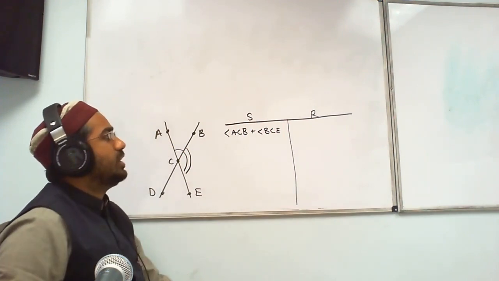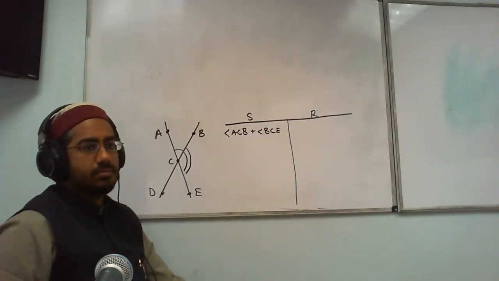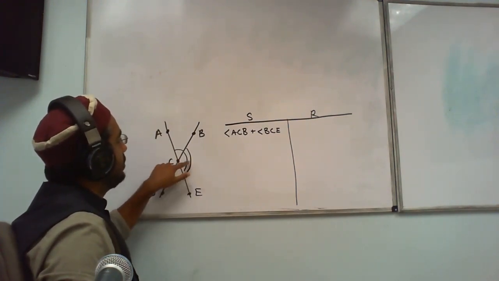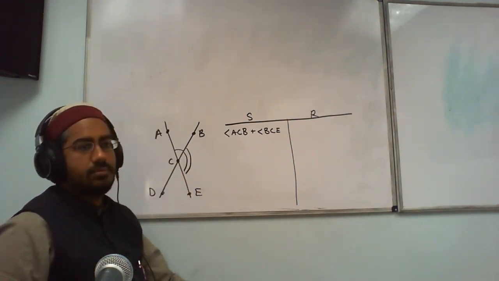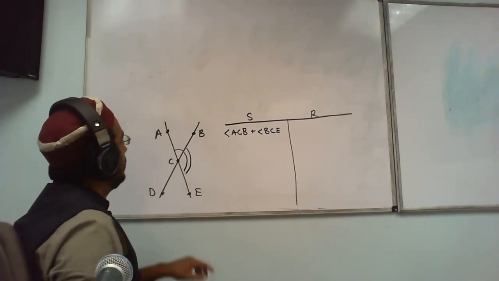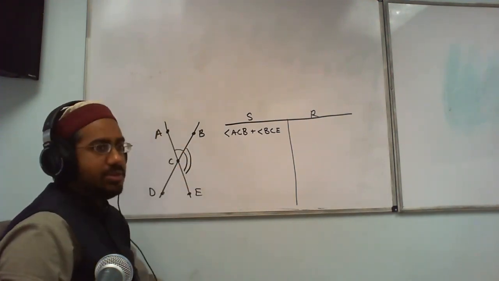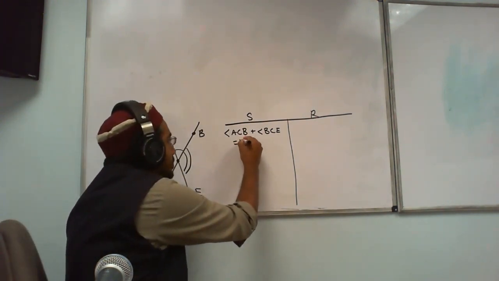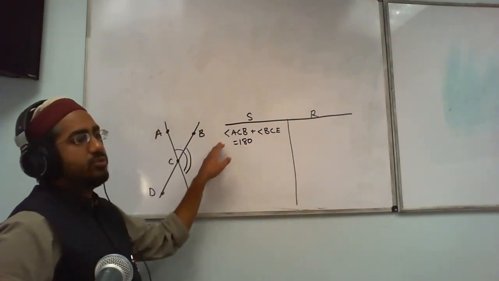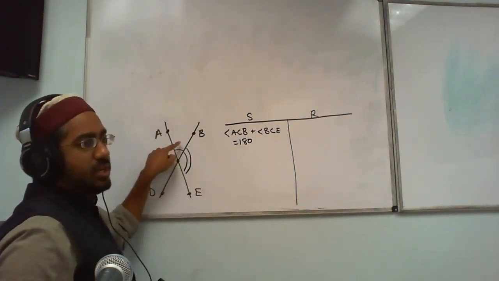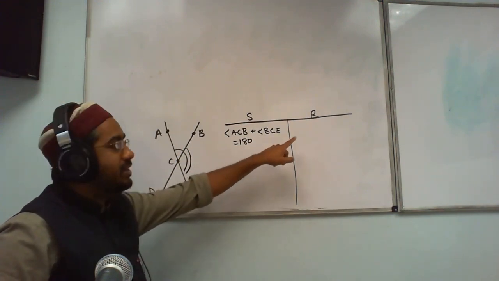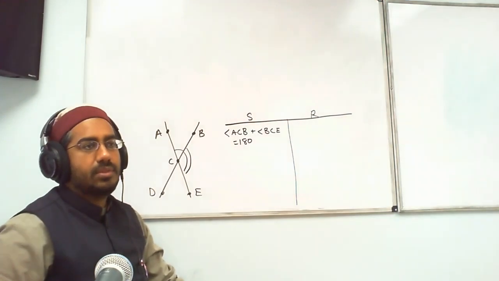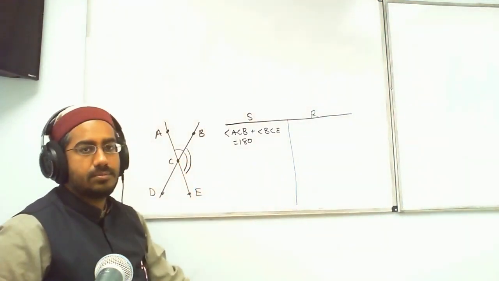What do I know about these two angles put together? If I add these two angles together, what are they going to be equal to? Angle ACE. And how many degrees is ACE? 180. So this is my first statement: these two together equal 180. Now I need a reason. What is going to be my reason for this? How do I know that this is the case?